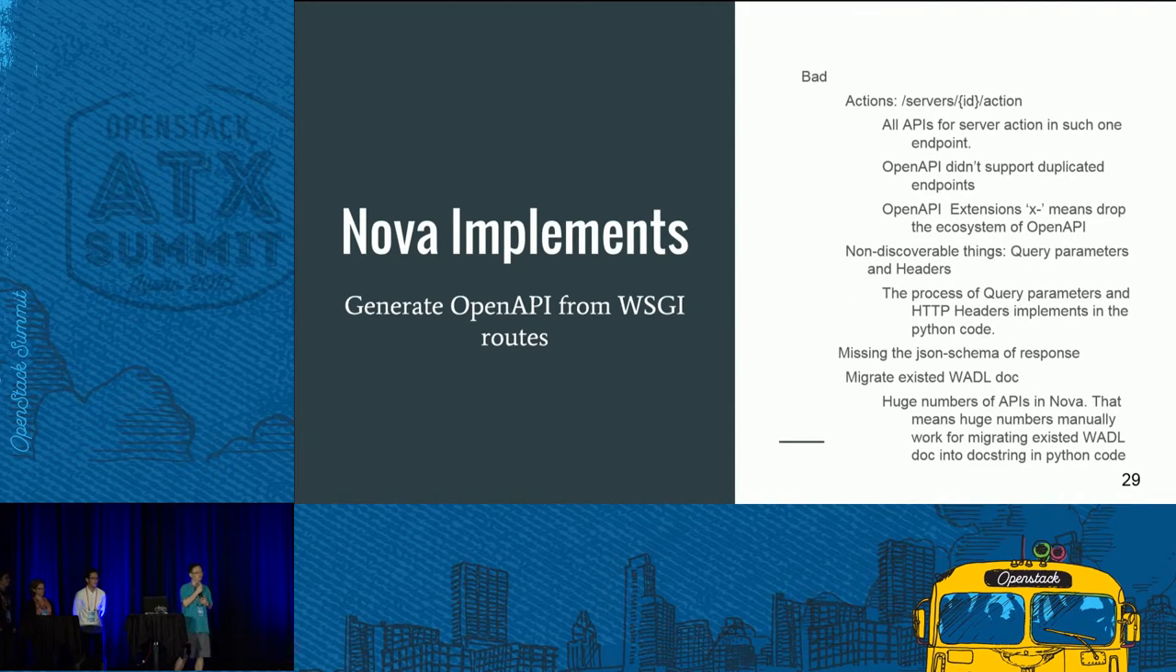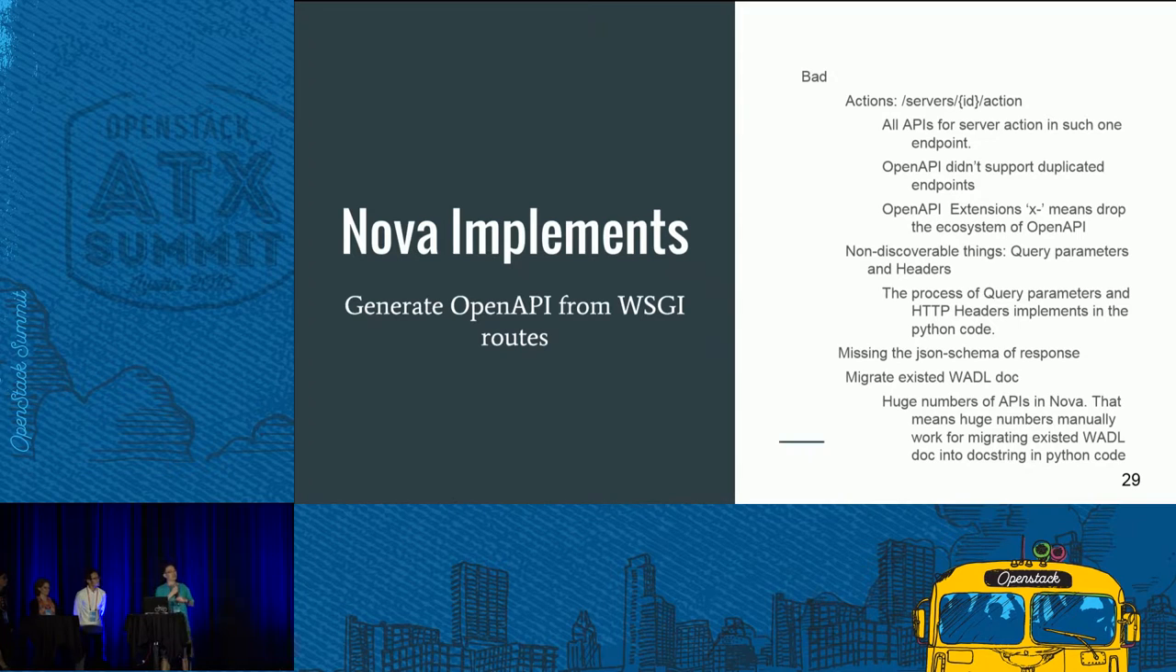But from the POC, we still found a lot of trouble. Annie already mentioned the action API. In Nova, for the API, you post to start a server, stop a server, and all those actions go through a single API endpoint. That's not really a RESTful style, and OpenAPI doesn't support that. We thought about using an OpenAPI extension to support that, but that means we drop the ecosystem of OpenAPI. So we would create something like OpenAPI, but it's not.